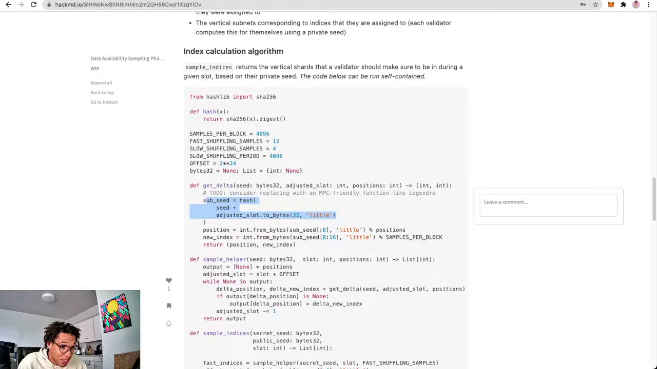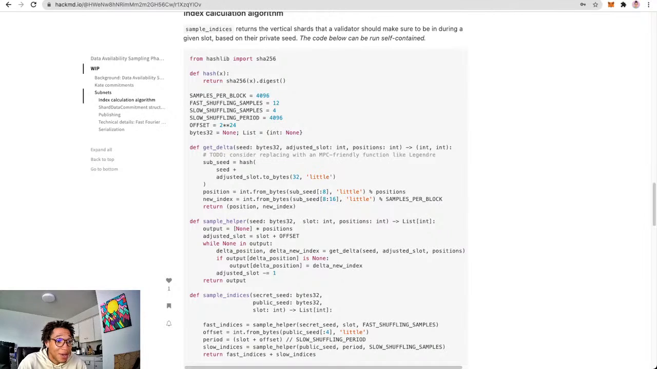Adjust slot, 2 bytes 32 little, position int from bytes. So maybe that's like the new index, integer from bytes. So you're putting from bytes to an integer. You're taking from the seed. I don't even know. Samples per block. Modulus samples per block. Your position is okay. Yeah, I don't know, man.